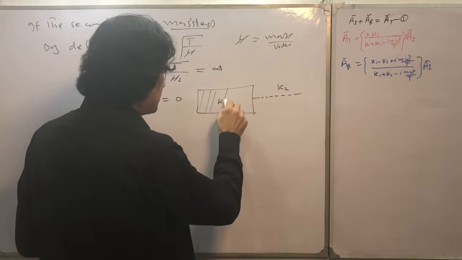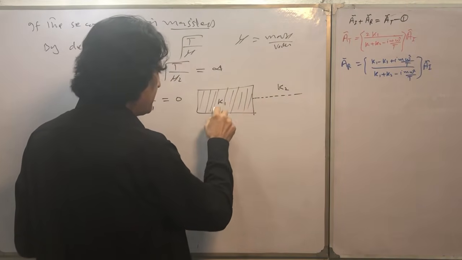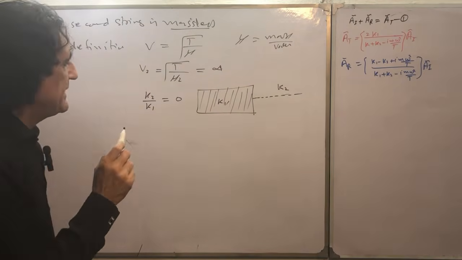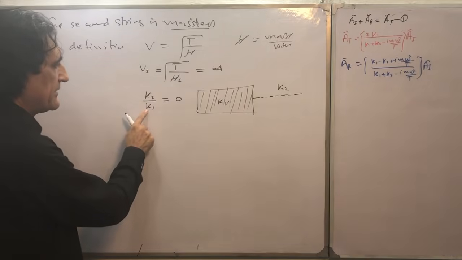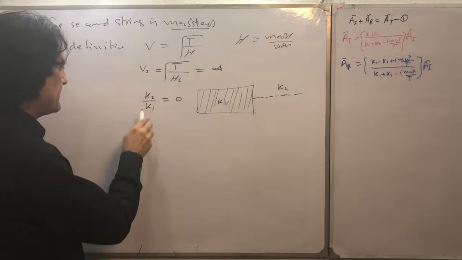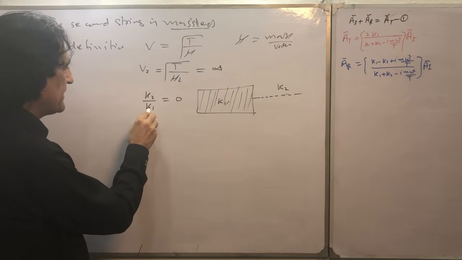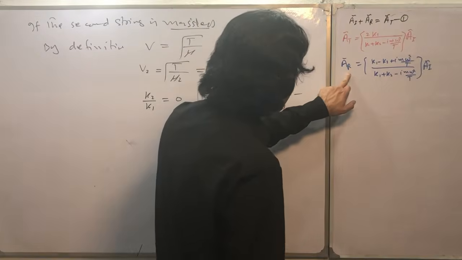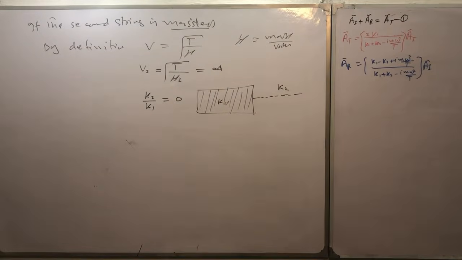So here the mass per unit volume is very high as compared to this. Then k1 is very much greater than k2. It means that k2 divided by k1 will be equal to 0. This is the condition. Now what will happen to this equation at AT and AR? We are interested to find out the AT.